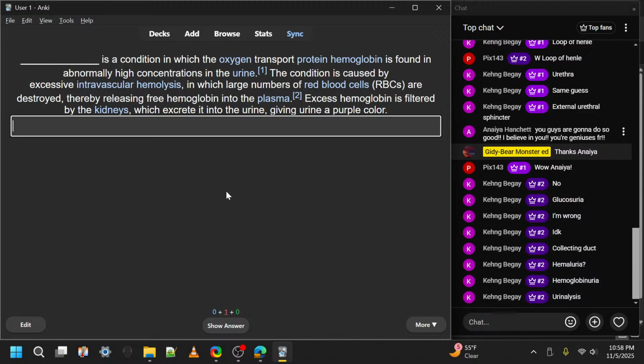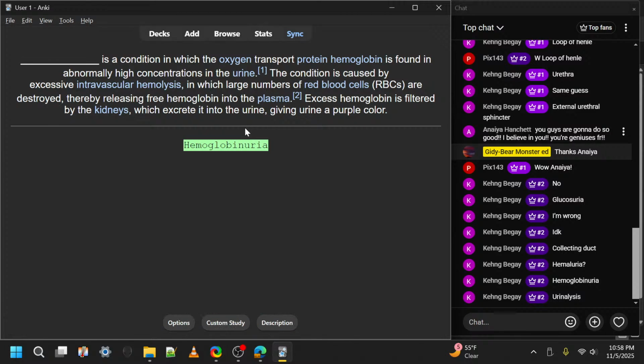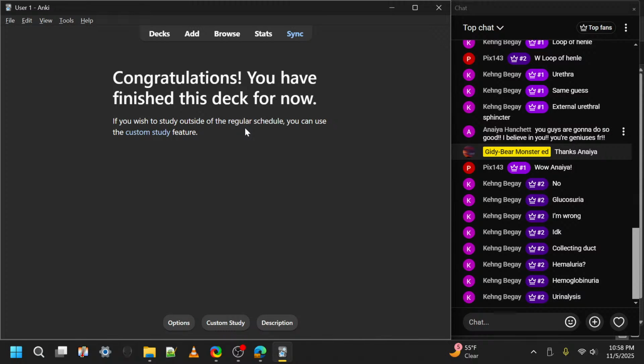Alright, blank is a condition in which the oxygen transport protein hemoglobin is found in abnormally high concentrations in the urine. So this would be hemoglobinuria. Nice. Congratulations, you finished the deck.